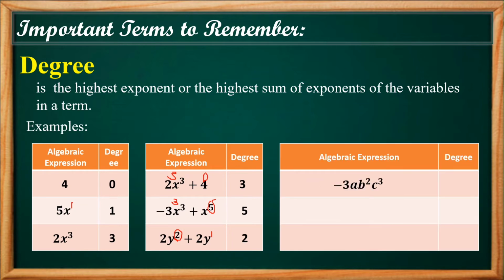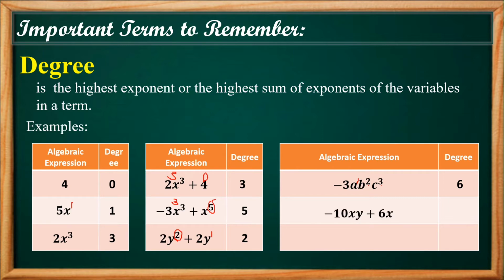Another example. If we will have here the algebraic expression, what would be the degree? Remember, highest sum of exponent of the variable in a term. A term, ibig sabihin, isang term lang ito. The negative 3ab squared c cubed. Isang term lang yan. Ang gagawin natin, we need to add the exponents. We have here 1 plus 2 plus 3, the answer is 6. Therefore, the degree is 6.